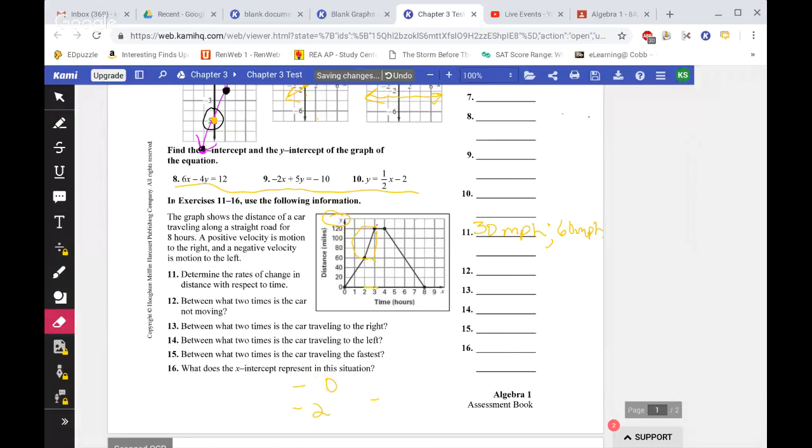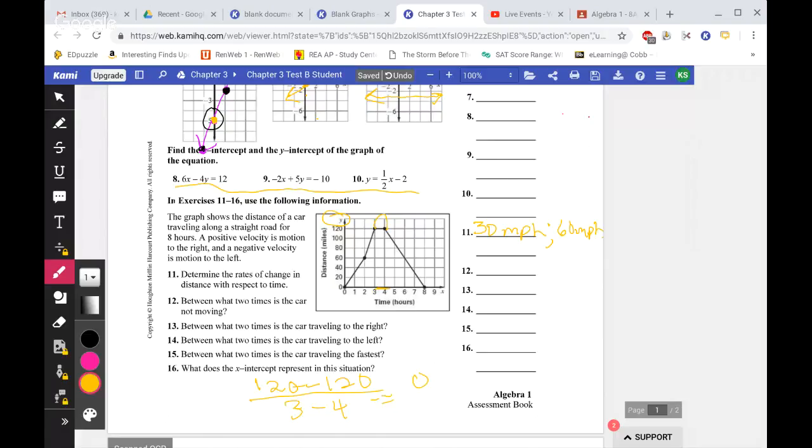Our next rate of change is from here to here. So we've got 120 minus 120 all over, and then it goes from here to here, so it's going to be 3 minus 4. And that equals 0 over negative 1. But that's basically 0 as the rate of change. This makes no sense to me.